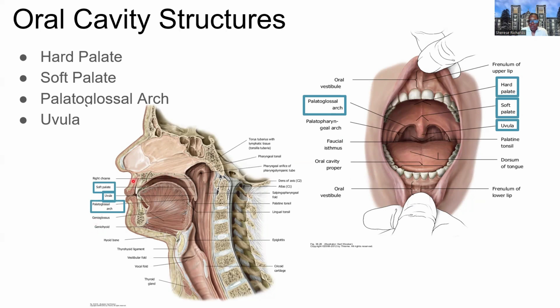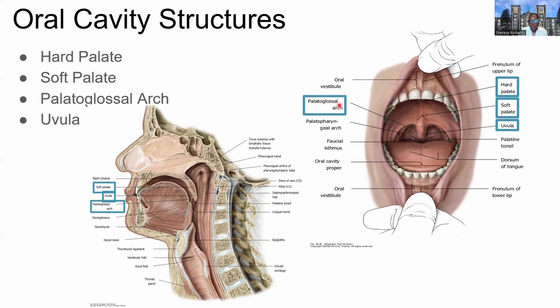And that is really the separation from the nasal cavity above and the oral cavity below. So both the hard and soft palate are really important in confining the oral cavity, separating it from the pharynx and from the nasal cavity.